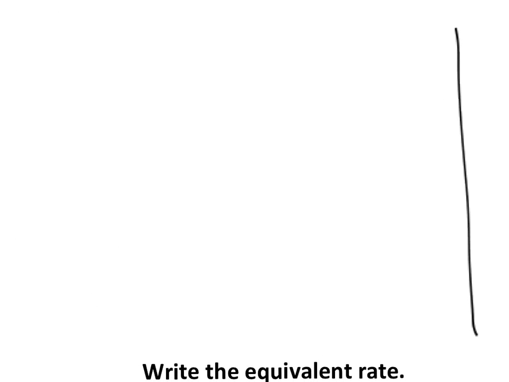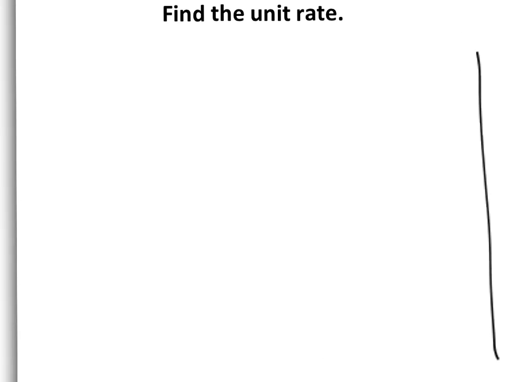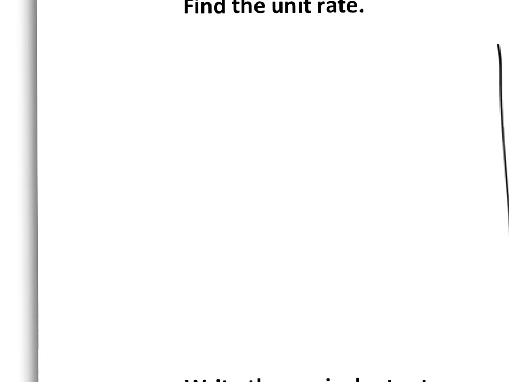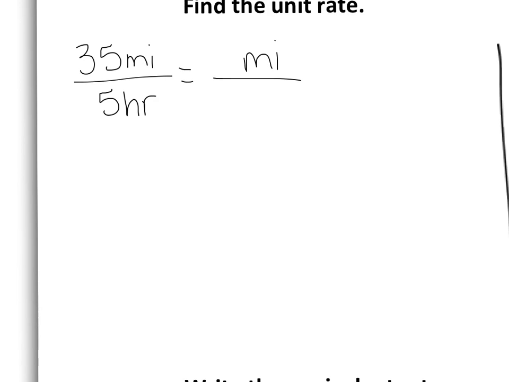We're going to find a unit rate. And I want you guys to notice that word unit. If you're familiar with the word, you may remember that unit means 1, which is why we're going to talk about a denominator of 1. So for the first one, if I have 35 miles in 5 hours, so 35 miles per 5 hours, my unit rate is going to tell me how many miles in 1 hour. So notice that I have a denominator of 1.